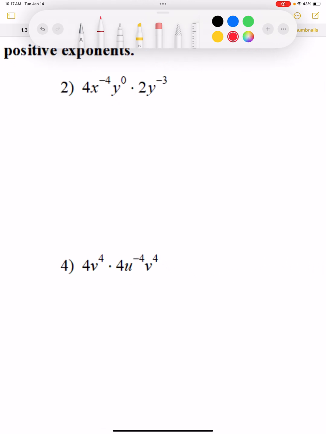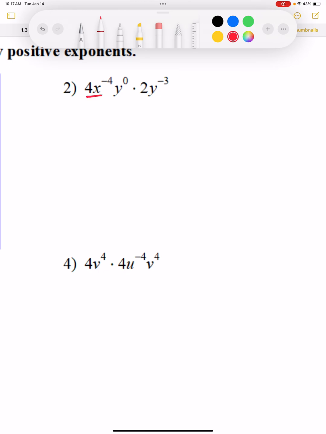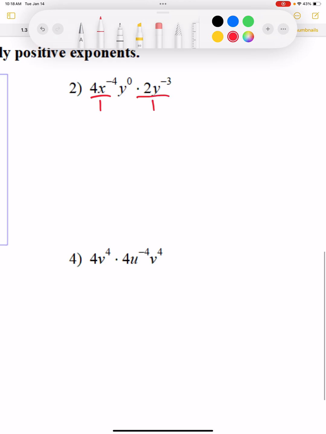What about this one? Same thing for me here, right? I'm going to go ahead and get the negative exponents positive. That's how I prefer to do it. So I'm looking at each individual piece of it. You can write it like this if you want. There's a lot of freedom in going over this. So I know that this is coming to the denominator, and that's coming to the denominator. So this is going to be 4 over x to the 4th, and then y, right?